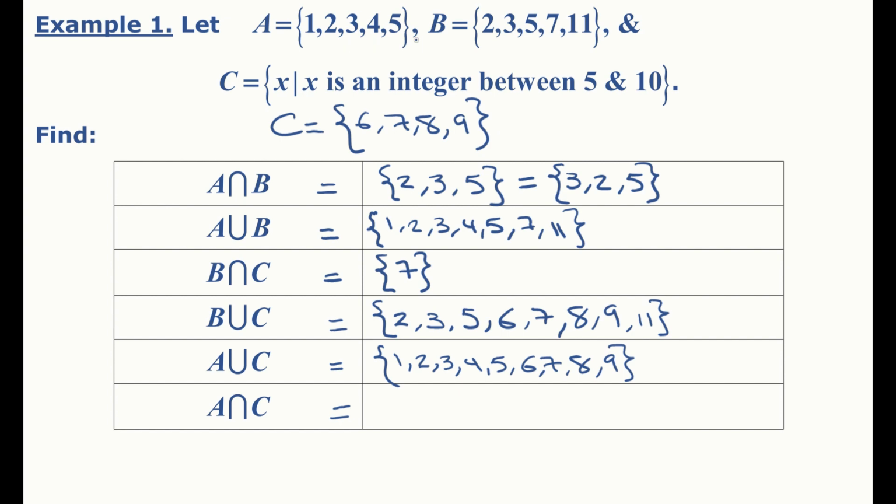We can just put braces like that and not put anything in the middle. That means the intersection is empty. But more commonly, we write this symbol, which we call the null set or the empty set. Same thing.